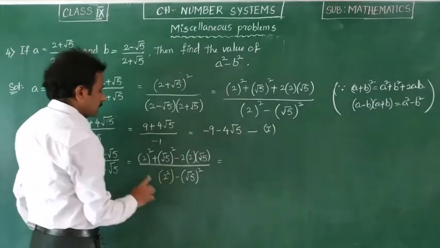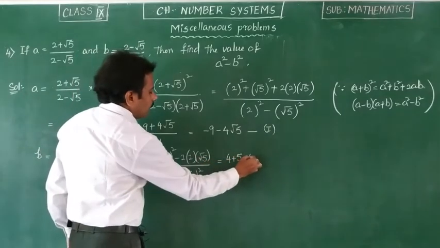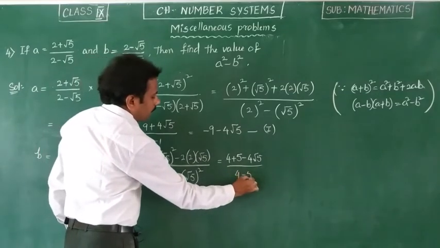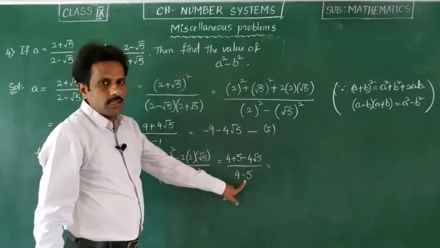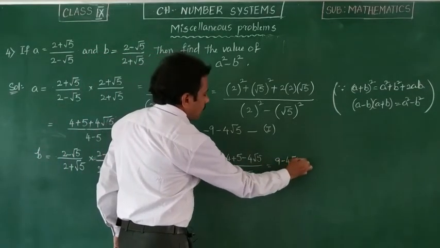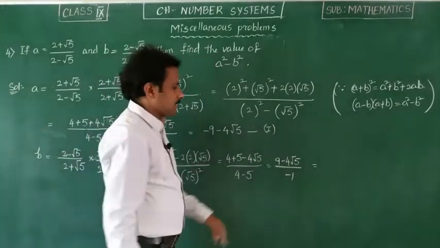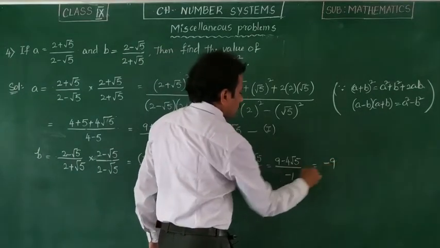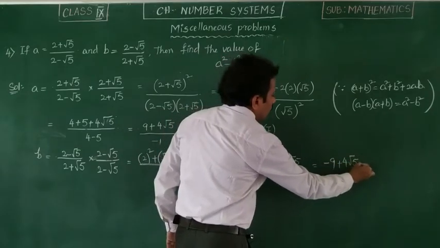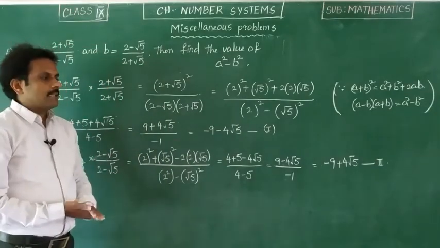Now let us simplify this. We get 4 plus 5 minus 4 root 5 upon 4 minus 5. Again here we get the denominator minus 1. So let us write the numerator, that is 9 minus 4 root 5 upon minus 1. So 9 minus 4 root 5 upon minus 1, how can you write it? As minus 9, and minus 4 root 5 will be multiplied by minus, so that we get plus 4 root 5. So this is the value of b. That we have given with the second reference number.